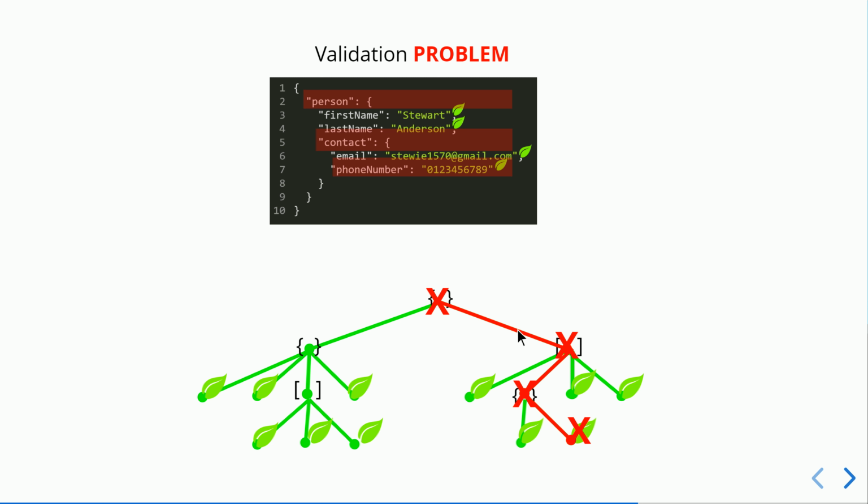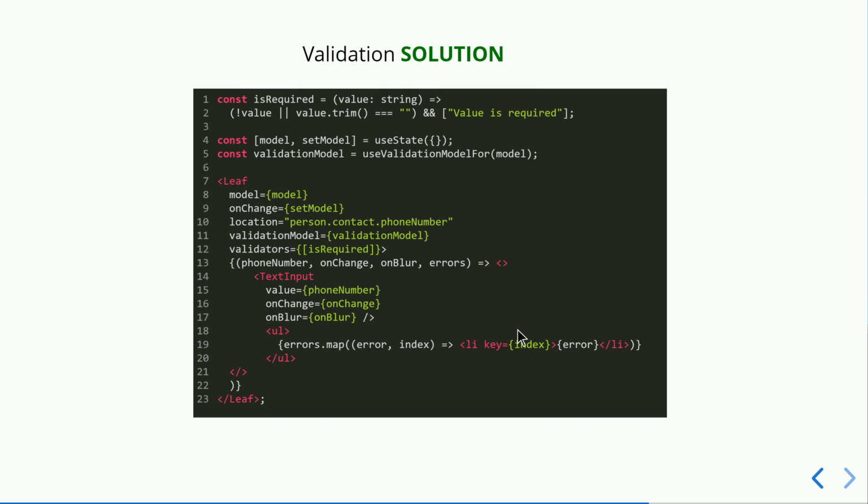So again, your validation is coupled to the model as well. And when the shape of that model changes, the validation would have to change. So if there's a declarative solution for that, we can do that here.